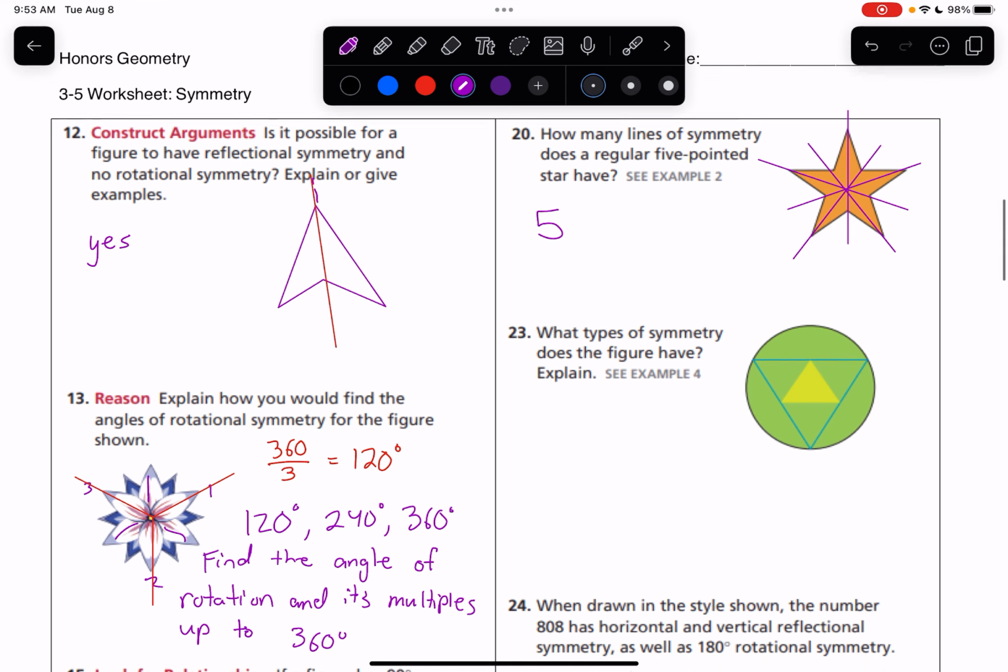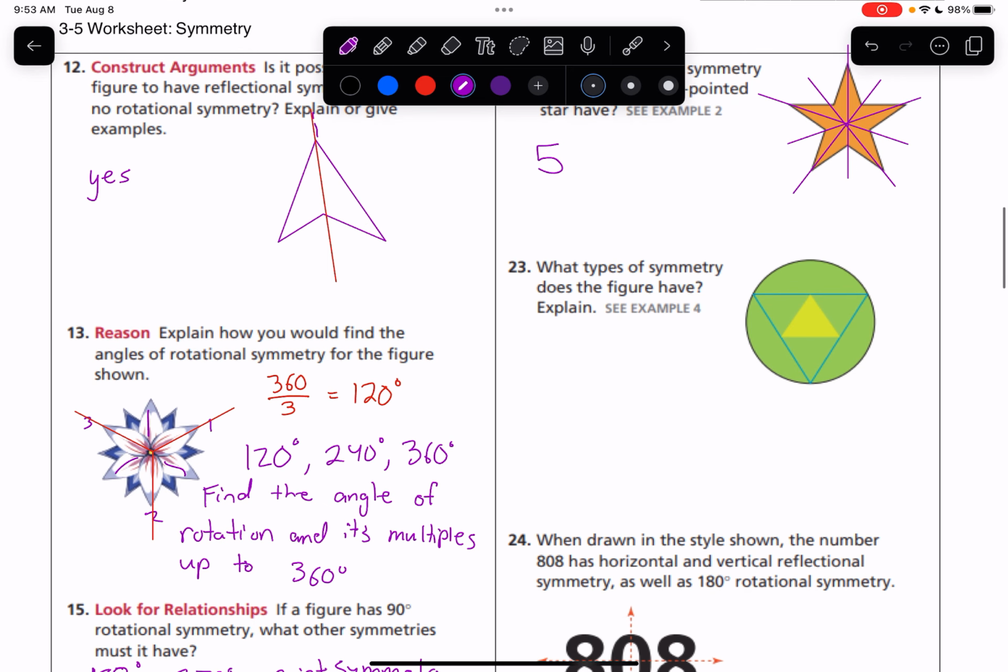Number 23, what types of symmetry does this figure have? Explain. Well, it has some reflectional symmetries because we could do similar things. It's got 3 points. So it's going to have 3 lines of reflectional symmetry. There's one. I got the angle on that one wrong. Hold on. There's 2. You can see where it should be. And there's 3. So it's got 3 lines of reflection.